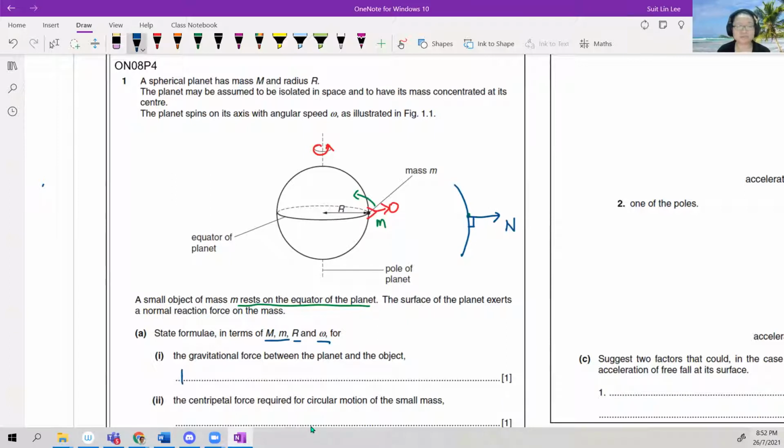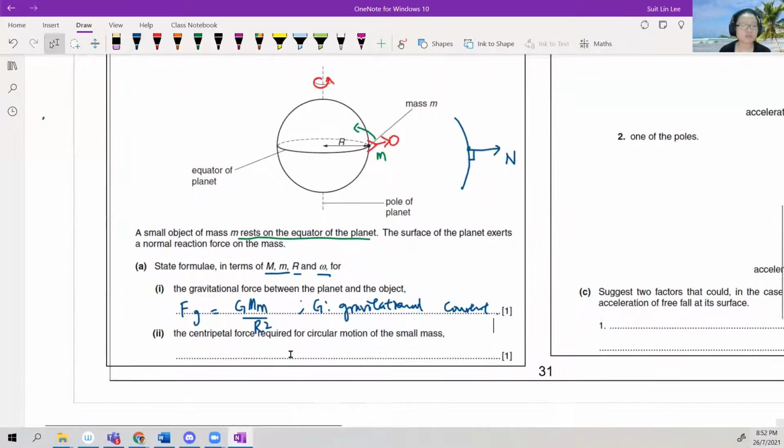Gravitational force: in this question, you get marks for the equation, GMm over r squared. Make sure whatever symbol you use that is not inside the question, you define. They already defined m and r, so you probably need to define G. Just mention G is the gravitational constant.